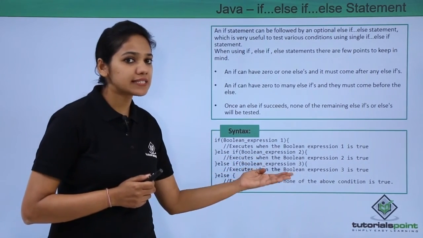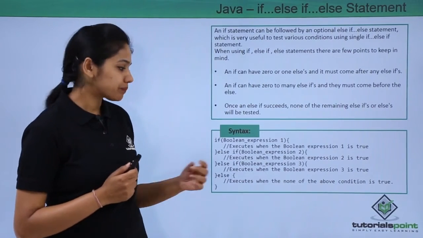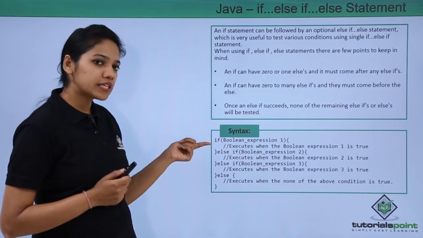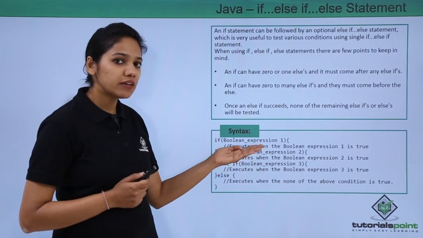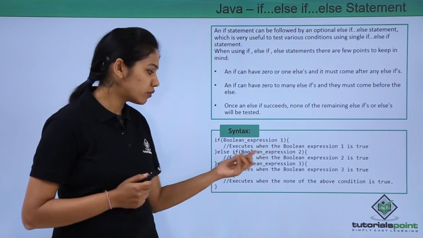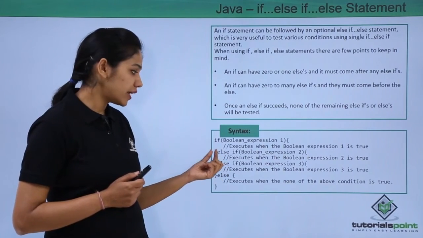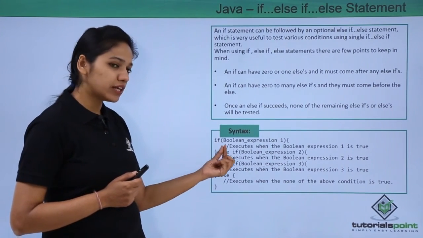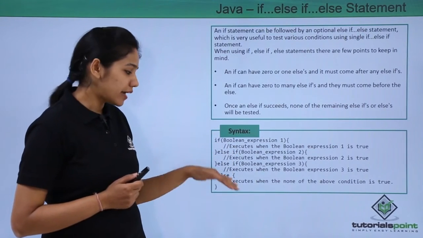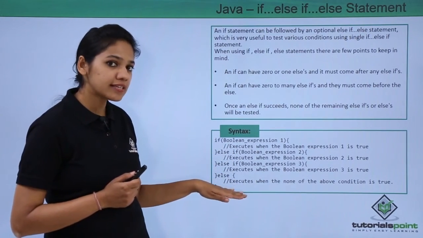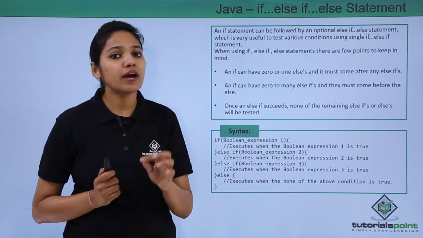It says that use a keyword if, in the brackets the boolean expression. If it is true, then it will execute the statement. If the condition is not true, then ideally it should go to your else block, but here you have else if block.